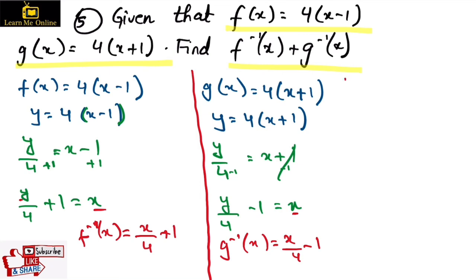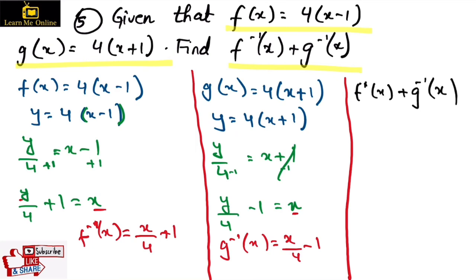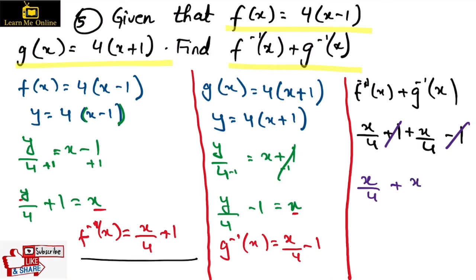Because now we are finding out the sum of them, I'm doing the final thing over here. So we are finding out f inverse of x plus g inverse of x. We have found out what f inverse of x is, which is this thing. I'm going to write it down, x over 4 plus 1. Then we are adding the g inverse function, which is x over 4 minus 1. We do the simplification, so plus 1 and minus 1 will cancel. So you do x over 4 plus x over 4.